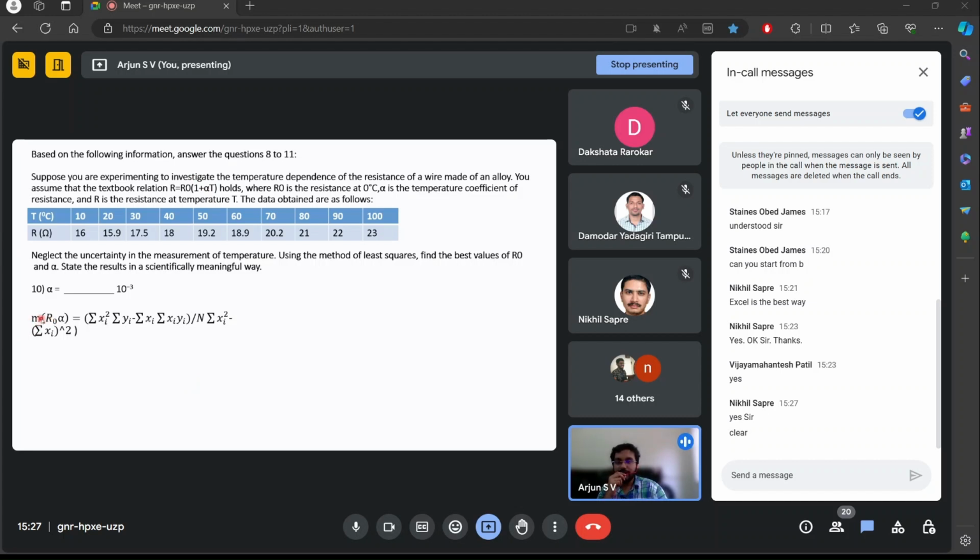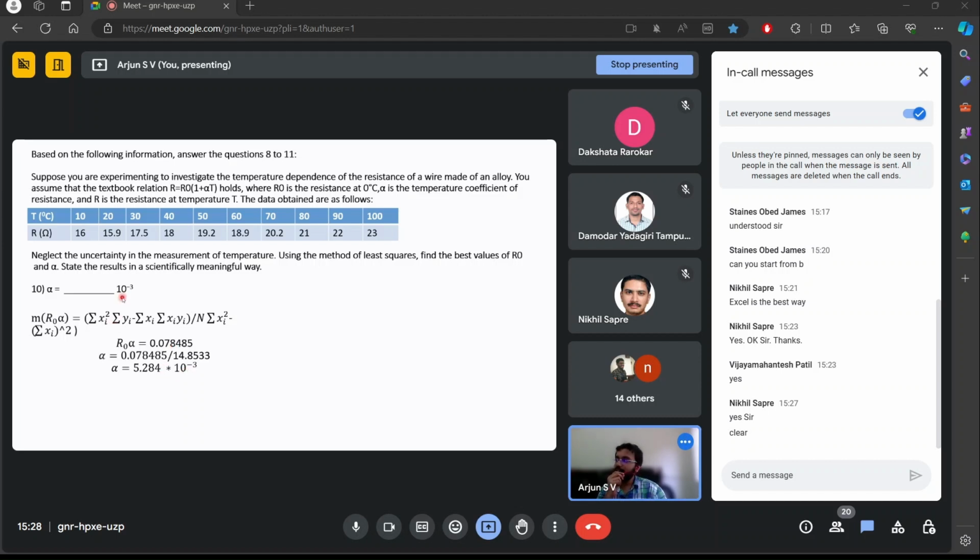For calculating m, we have this formula from the lectures. Provided that we have calculated all these values, you will just plug them into it, and then you will get r naught into alpha value as 0.078. But we need alpha value. So you will just divide this value by r naught, which is 14.85, which we got from the last question. So finally you will get alpha value as 5.284 into 10 power minus 3.